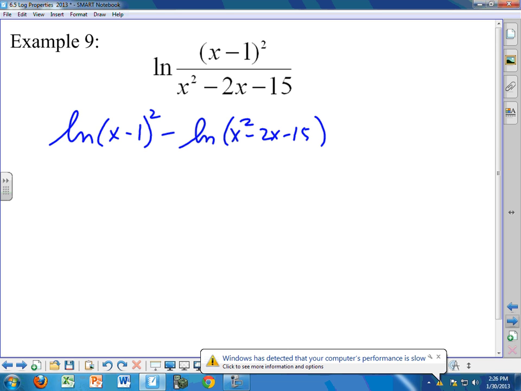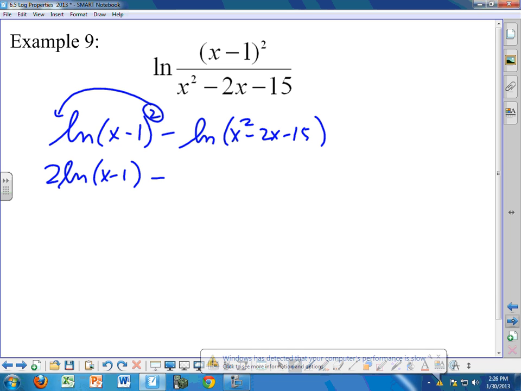All seems to be going quite swimmingly so far. Bring the 2 out front, so that's going to be 2 times the natural log of x minus 1. Don't forget, that's stuck. You can't do anything with that one. Minus. I see. We have a little bit of a factorization here. I think, well, at least I'm hoping that it factors, and it does. That's x minus 5 times x plus 2, which represents a product for us.